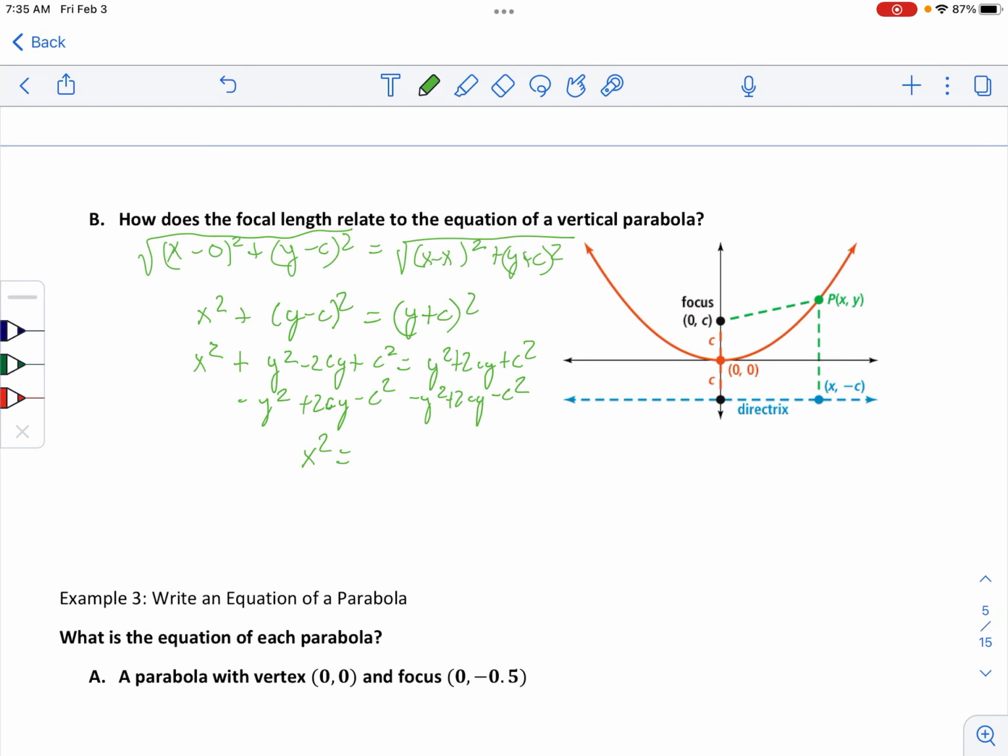And that would give us x squared equals 4cy. And then to solve for y, we divide both sides by 4c. So that gives us y equals 1 over 4c times x squared, that we had in the equation up above. So that is where that c comes from. That's how we get that focal length that we talked about.